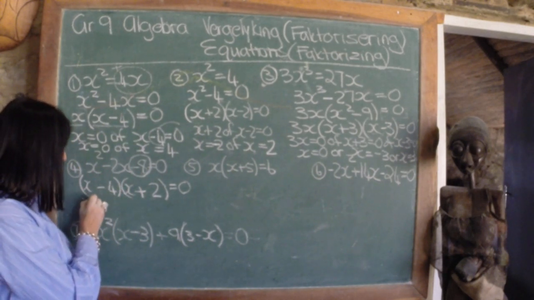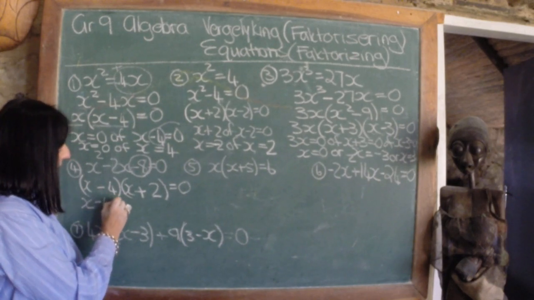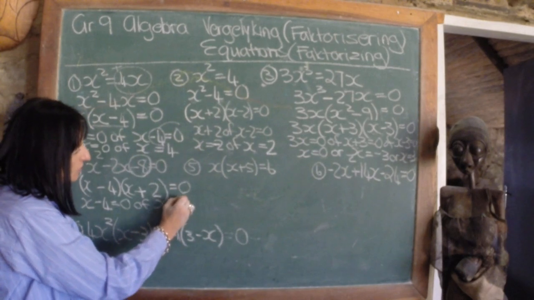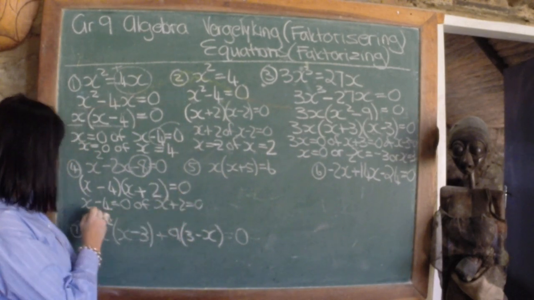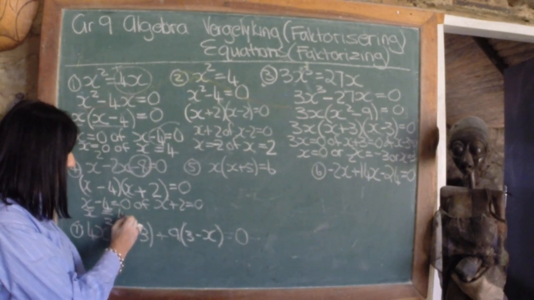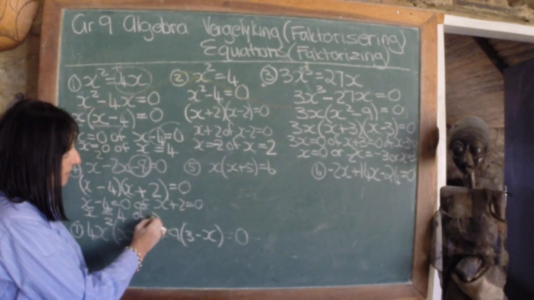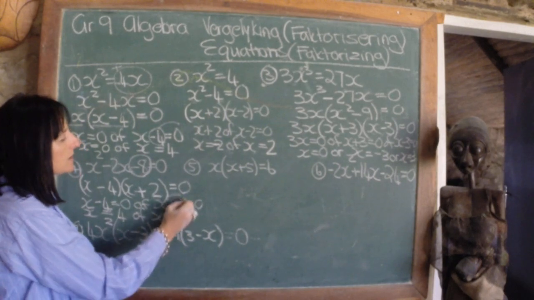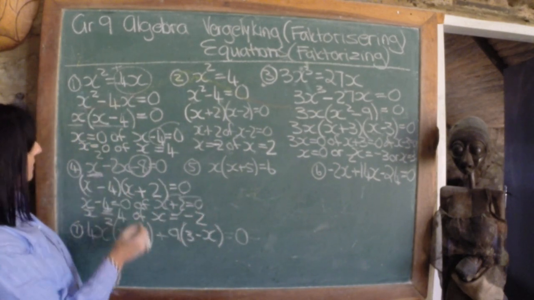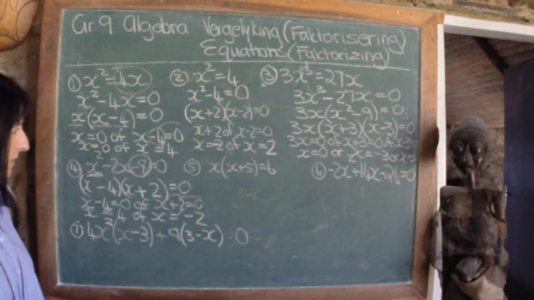So nou het ons weer die 0 factor wet. X minus 4 is 0 of x plus 2 is 0. So ek het x, as ek die min 4 oor die is gelyk aan vat, word plus 4 of x is gelyk aan, oor die is gelyk aan min 2. 2, x kwadraat, gee vir my 2 antwoorde.